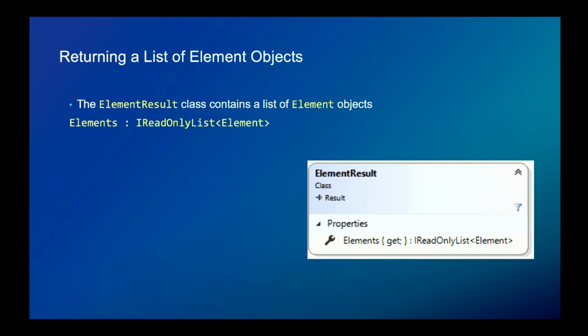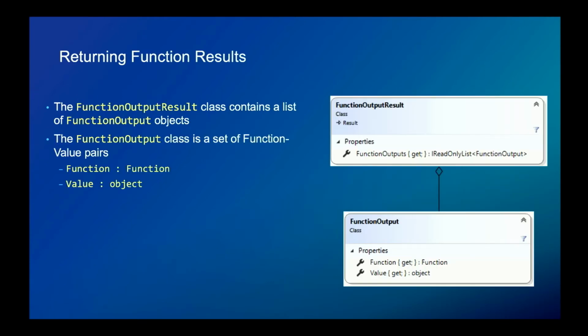So this is a list of elements. Worth pointing out that if an edge is returned, an edge feature is returned, it returns the whole feature, which might not make sense, but it does return everything. This is what we use to build selections with the trace results. And then we have a function output result, which is a list of function value pairs. So if you calculated number of customers and sum of customer load, you'll get back two values here.